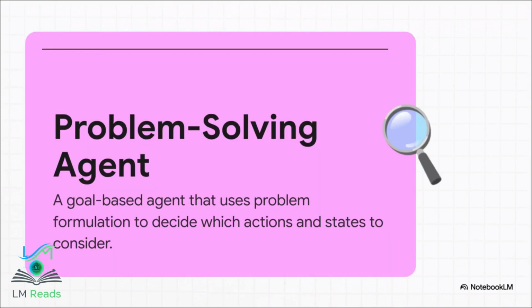So to solve this, the agent first has to frame the problem. The possible states are just all the cities it could be in. The possible actions are driving on the roads that connect them. And the goal? Well, that's simple. Get to the state we call Bucharest.